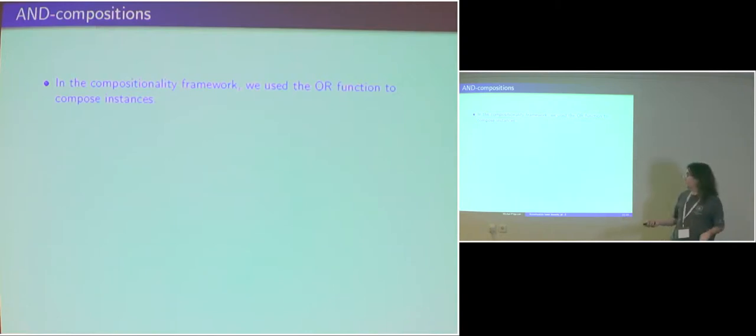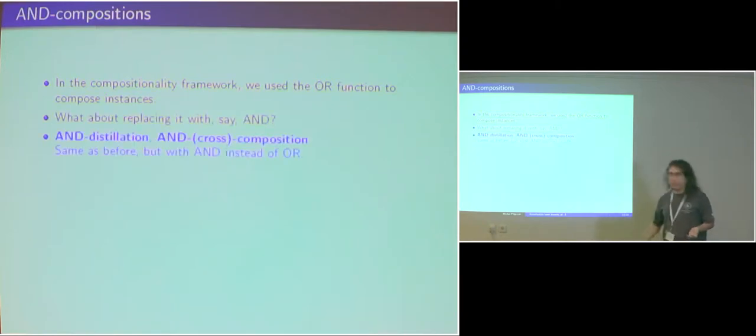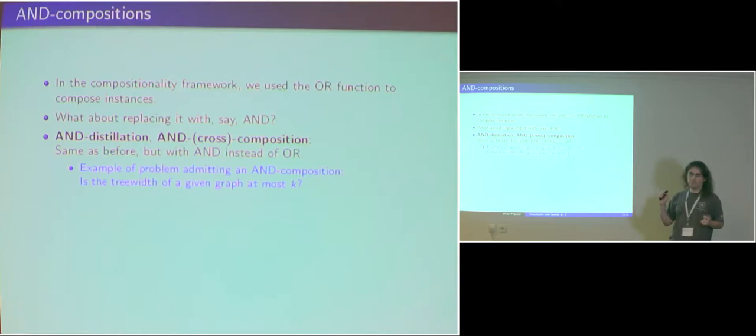Would everything work? Yes? So you could equivalently define AND distillations, and cross-compositions, and so on, by just requiring that the output instance must represent the logical AND of the input instances. Yes? And some parameterized problems actually have natural AND compositions. One example that probably will be more clear after the next lecture is the tree width problem, whether the input graph has tree width at most k.